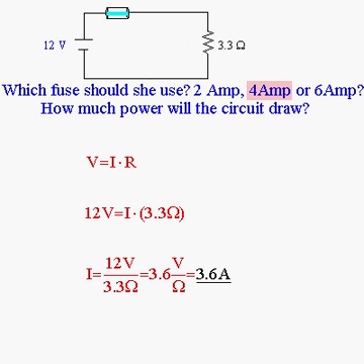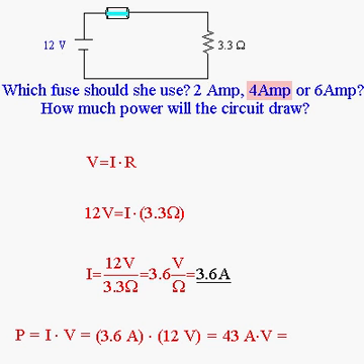Okay, well there's still one more question to answer, and that's how much power will the circuit draw? Well, now that we know the current, that's an easy question to answer. Power is the current times the voltage. We just calculated the current, 3.6 amps, and we know the voltage, 12 volts. So the power is 43 amp volts, which is the same thing as a watt. So the circuit draws 43 watts.